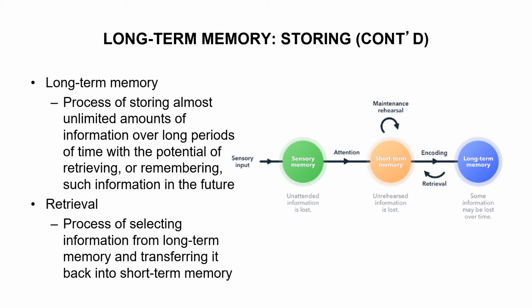And then retrieval is the process of selecting information from long-term memory and transferring it back into short-term memory. And this can be an issue. Just because you can't remember something doesn't mean it's not in long-term memory. It could be in long-term memory, you're just having trouble retrieving it. So the process of retrieval is a separate process.